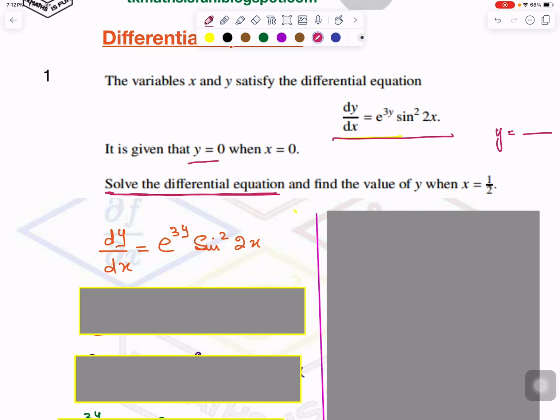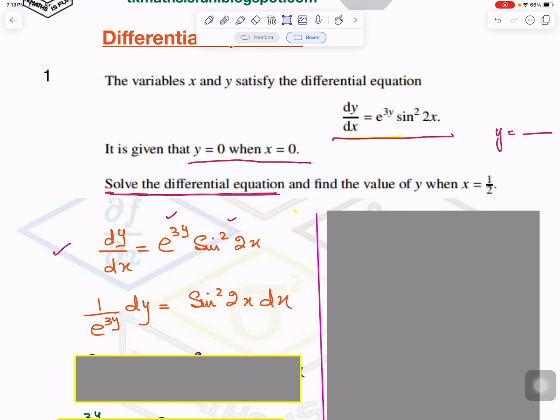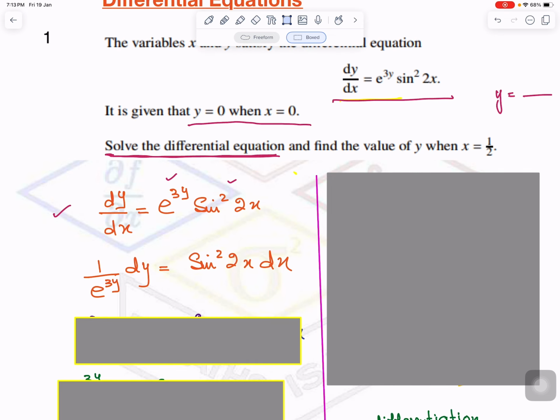And one condition is given to you: y equals 0 when x equals 0. It will help us to find the constant in the equation. So let's start. I have written here the question for you. The first thing is we have to separate the variables y and x. Y is present in this term, e to the power 3y, and sine square 2x. So I will apply the concept of separating the variables, cross multiply. Now after that, we have to integrate both sides.